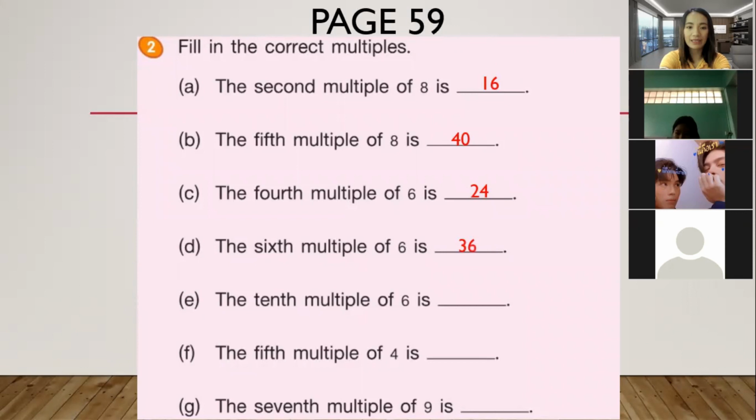Next, letter E. The 10th multiple of 6 is blank. 60. Very good. Next, letter F. The 5th multiple of 4 is blank. 20. Very good. And letter G. The 7th multiple of 9 is blank. 63. Very good, Tonka.